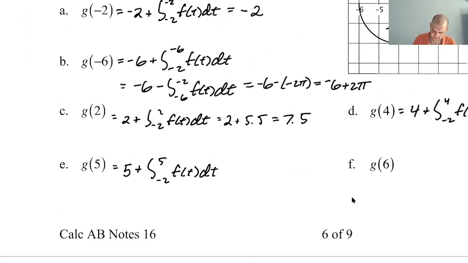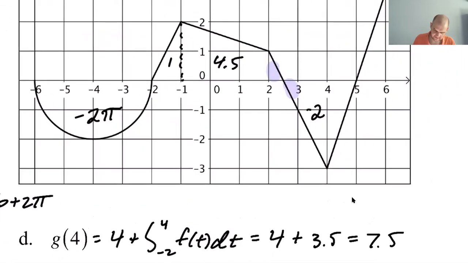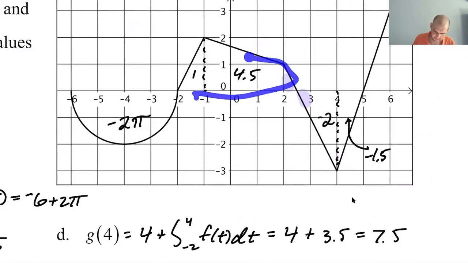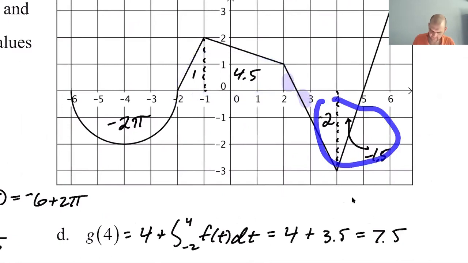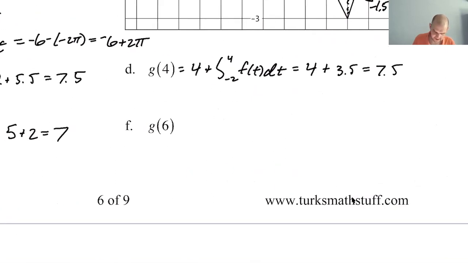Now g of 5, 2 plus the integral from -2 to 5 of f of t dt. No, 5 plus. I just copied the previous one. 5 plus -2 to 5. Okay, so what more do we pick up here? From 4 to 5, another -1. Nope, 1.5. That doesn't fit nicely. That's annoying. -1.5. Okay, so 5.5 cancels, and then -3.5. 5.5 minus 3.5 is 2. So this is 5 plus 2, which is 7. Okay. And then g of 6.